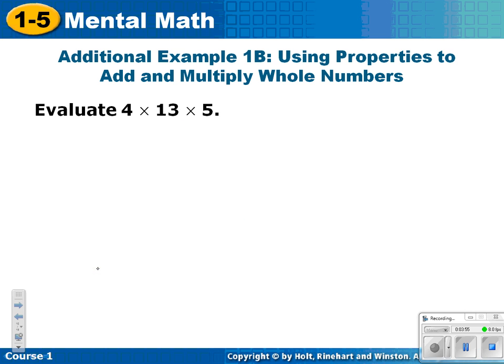Check this out. Oh, man. Anyone know what the answer to that one is? 260. How did I do that so fast? And it's not because I just did it last hour. How did I do it so fast? There you go. Look at this. 4 times 5 is 20. 20 times 13. That's actually really easy.